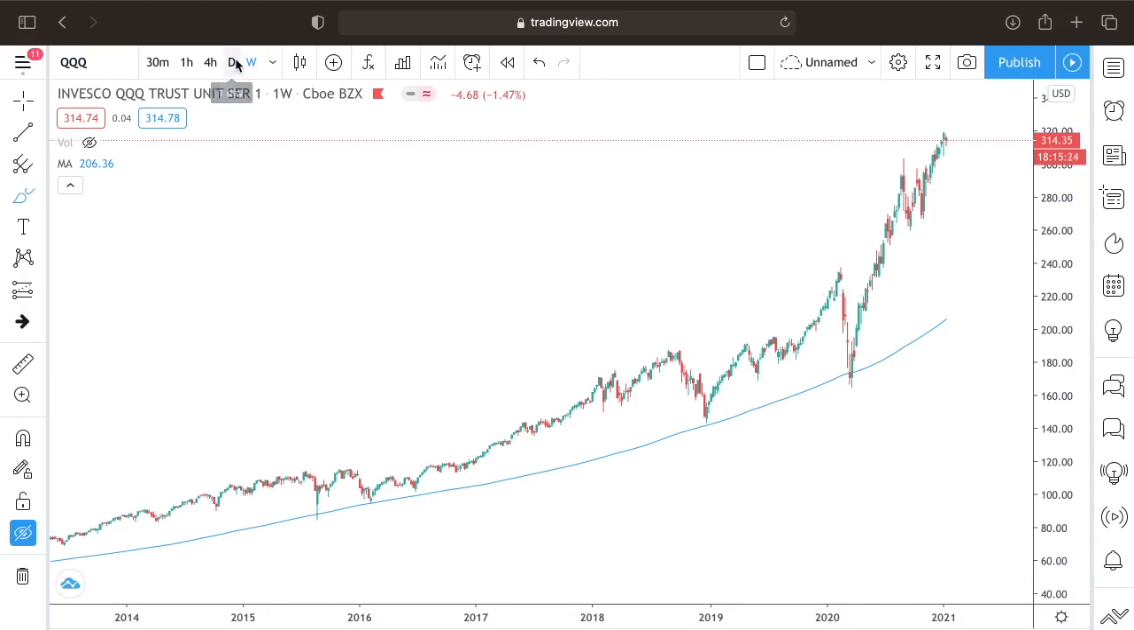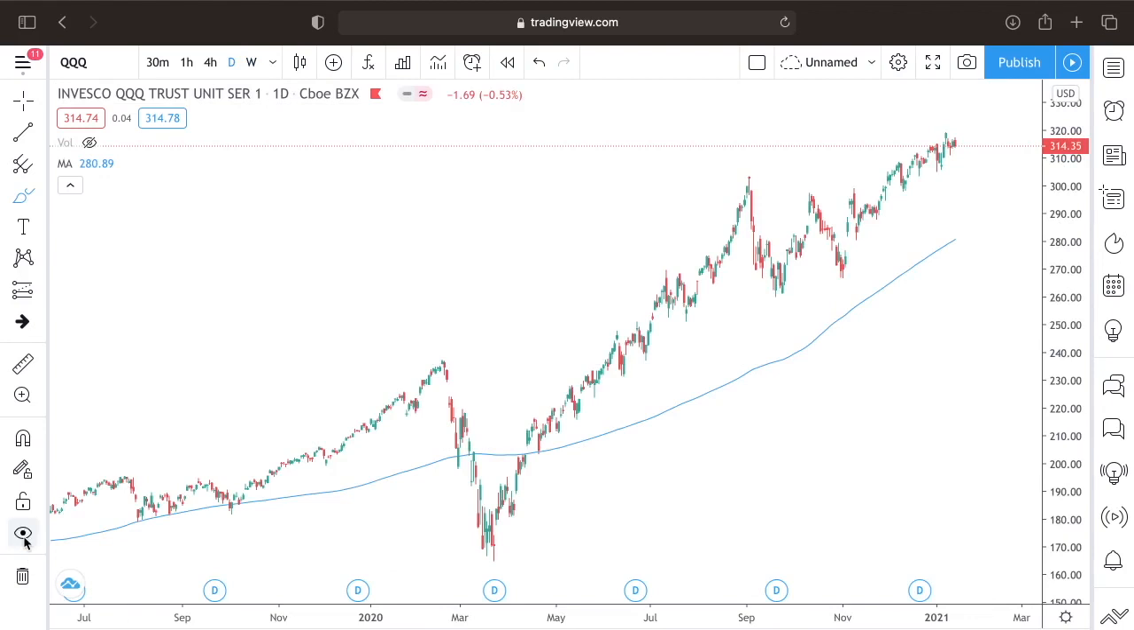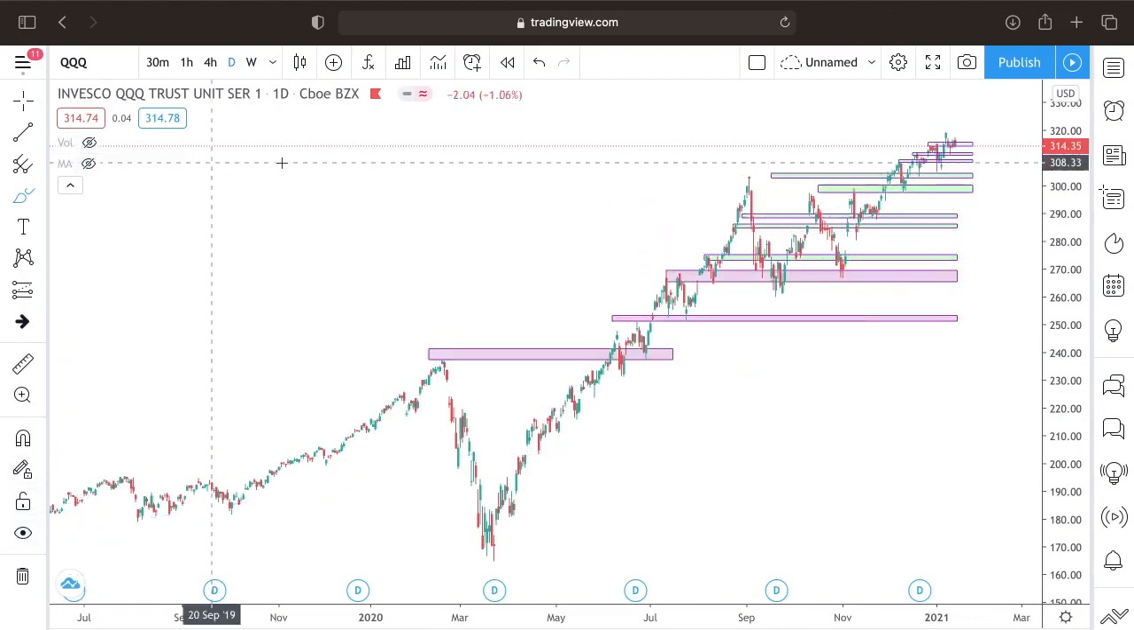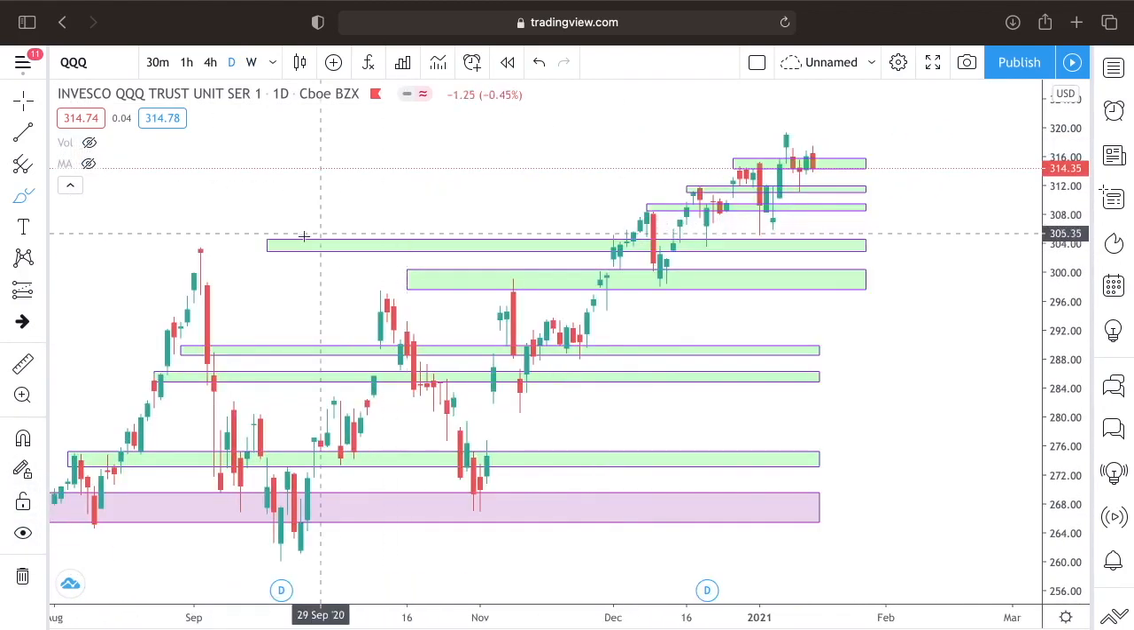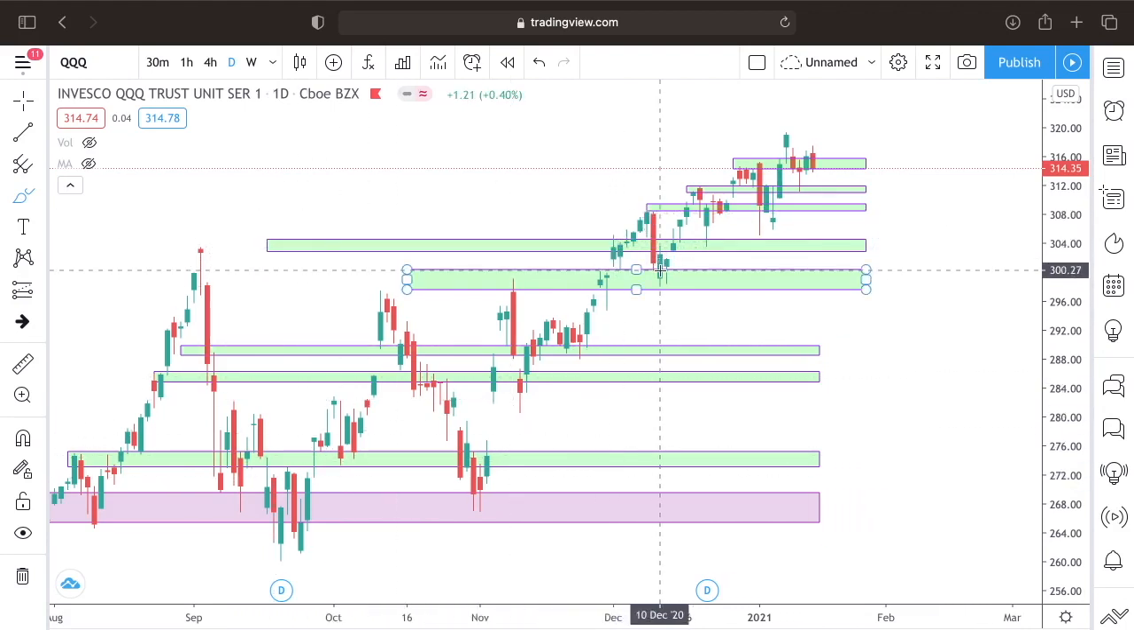Now let's move on to the daily time frame for the Nasdaq and then bring on the technicals, and then we'll clear the moving average. If we zoom in over here a bit, this was the range that prices traded in for a while before prices broke above, then found some support and then continued to move up. Right now, prices are finding support at the $314 level.